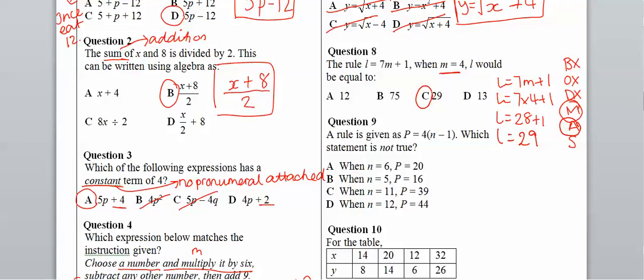Question 9. A rule is given as P equals 4 brackets n minus 1. Which statement is not true? So again, we do some substitution. So let's start with A. Okay, and we'll substitute n equals 6 into the equation. So we've got P equals 4, 6 minus 1.